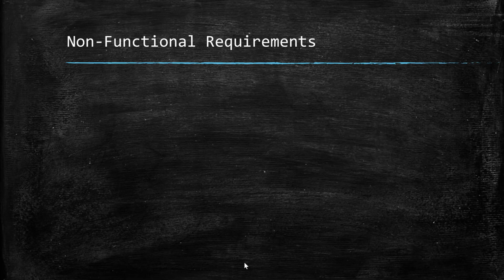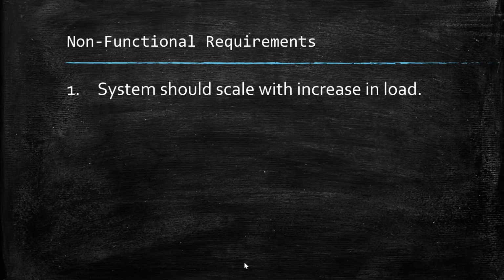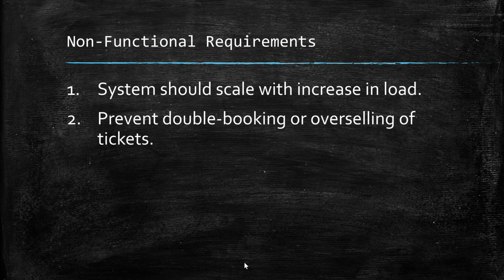Next are the non-functional requirements of your system. The system should scale with the increase in load. So if the load on the system increases, the system should still be able to work in an efficient manner as expected by the user. Next is we should be able to prevent double booking or overselling of tickets. So if we have 100 tickets for an event, there shouldn't be any scenario that 101 or 102 people have booked the tickets or a single ticket is booked by multiple users, which will be wrong for our system.